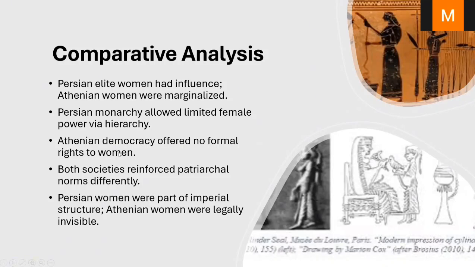So despite these differences, both societies reinforced patriarchal norms. In Persia, these norms were embedded in imperial and family structures. In Athens, they were codified into law and social customs. So ultimately the comparison highlights how political systems, whether monarchy or democracy, did not guarantee equality for women. Their agency was always shaped and often restricted by the dominant male-centric worldview of the time.